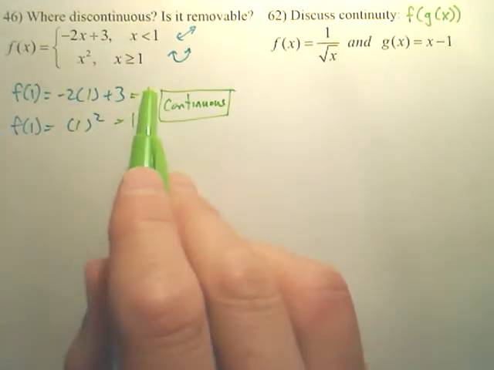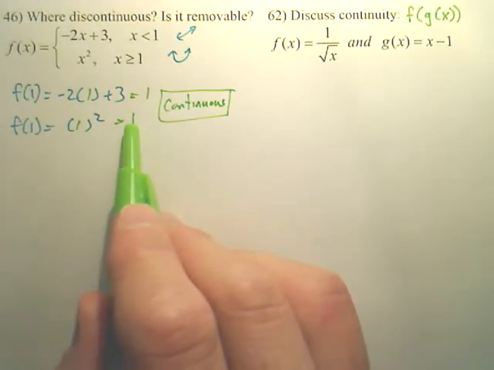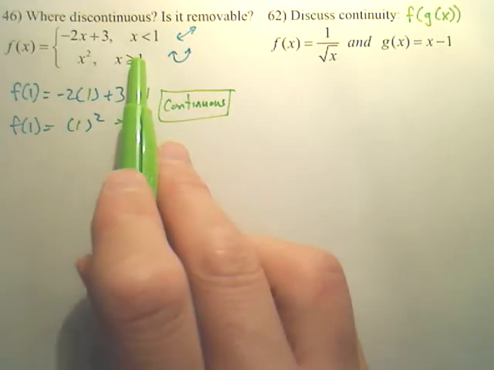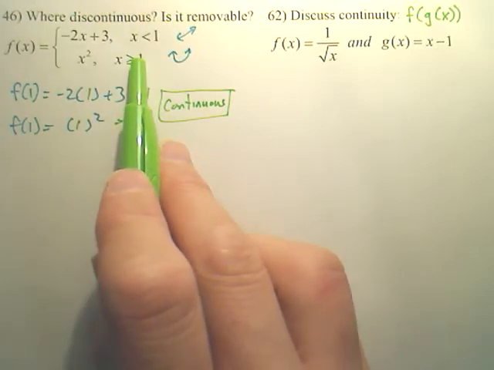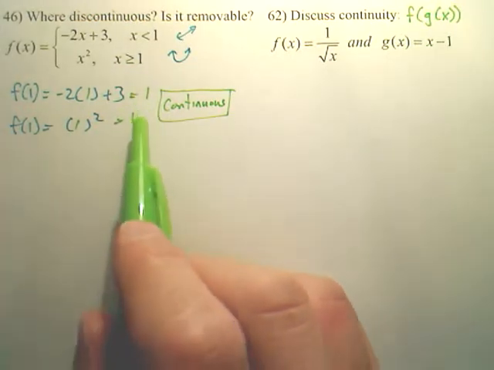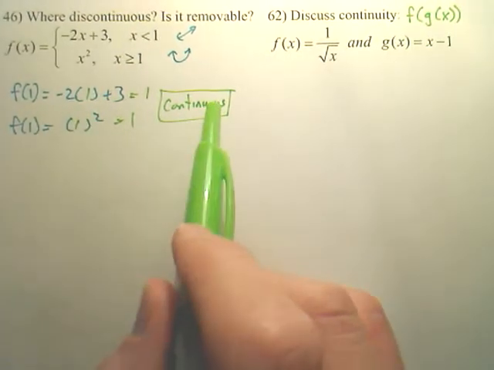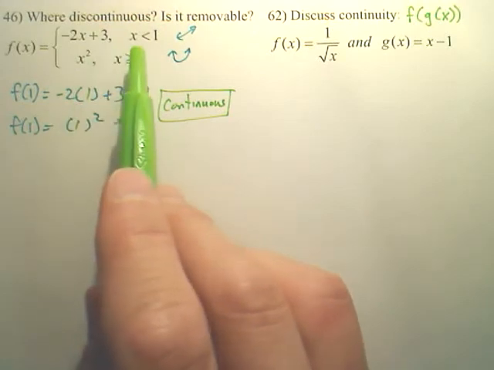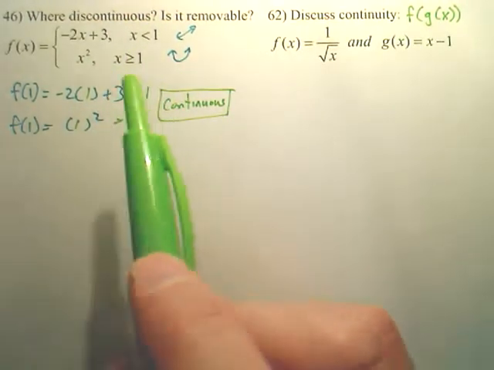Now, if this was a 1 and this was, say, a 3, it would be discontinuous at 1. And that discontinuity would be non-removable, because it's a separated graph. But in this situation, it is continuous. It's nice. It has a jagged edge to it, but it is continuous.